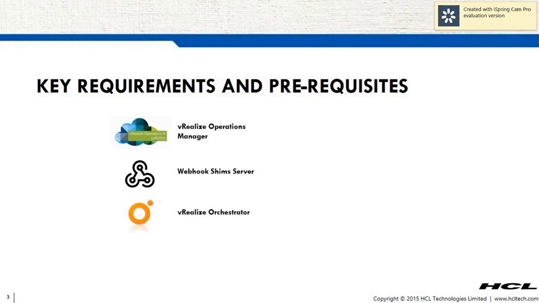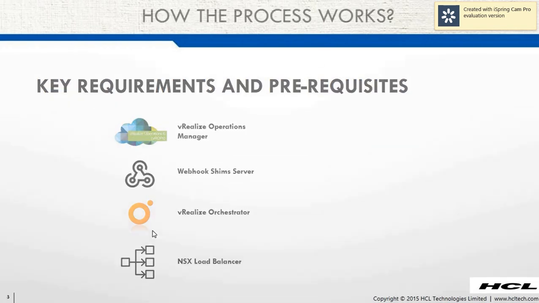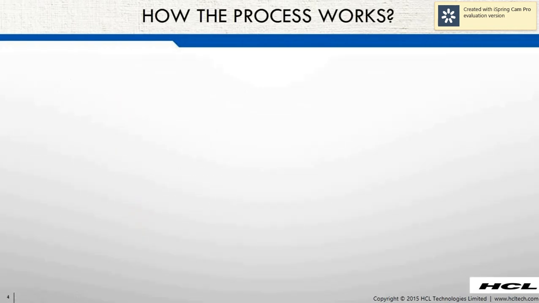The next one is vRO Orchestrator. This is used to run the appropriate workflow for scale in or scale out operation. The last one is NSX Load Balancer. This provides high availability service and distributes the network traffic load among multiple servers. Now let's see the process flow that is being used to implement this use case.